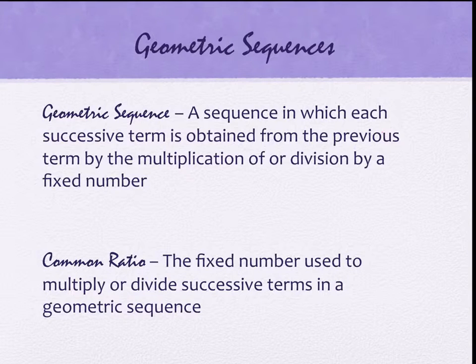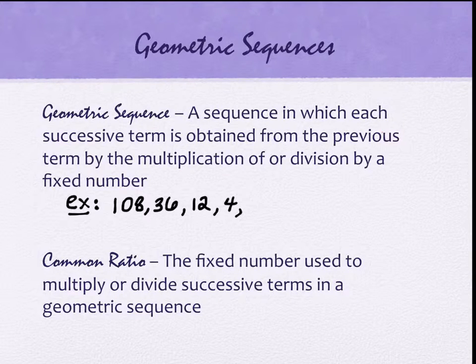The second sequence that we're going to look at is called a geometric sequence. A geometric sequence is a sequence in which each successive term is obtained from the previous term by multiplication or division by a fixed number. We're doing multiplication or division. And we're going to do the example. 108, 36, 12, 4, dot, dot, dot.